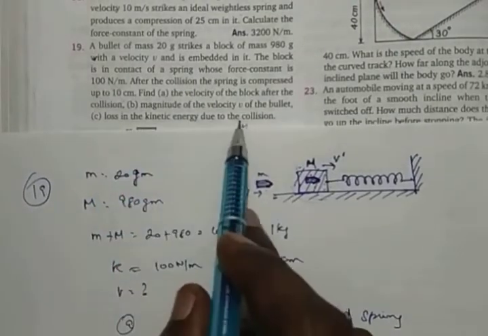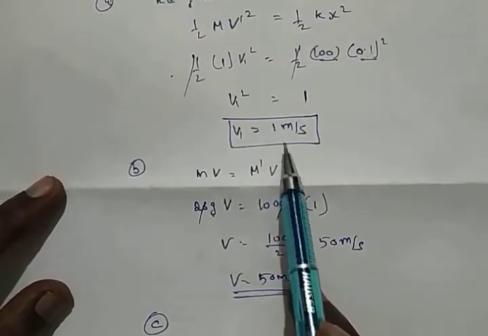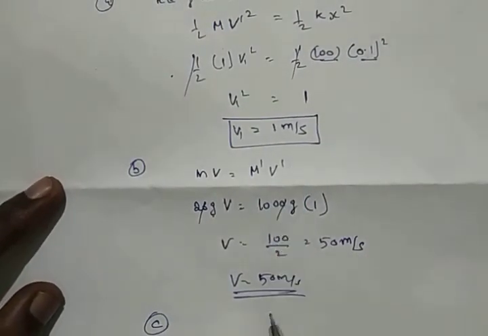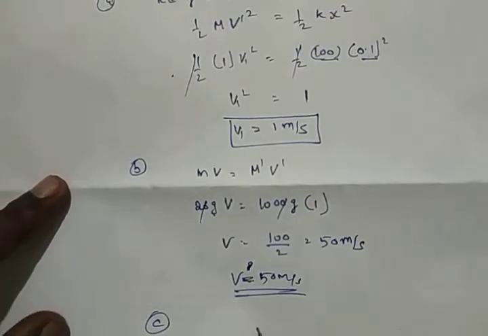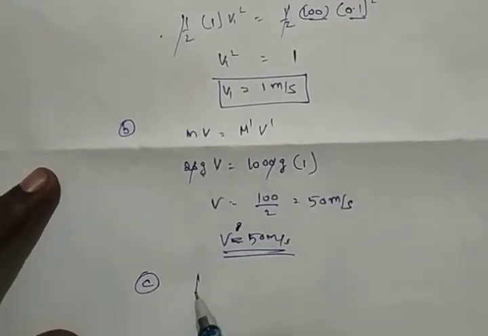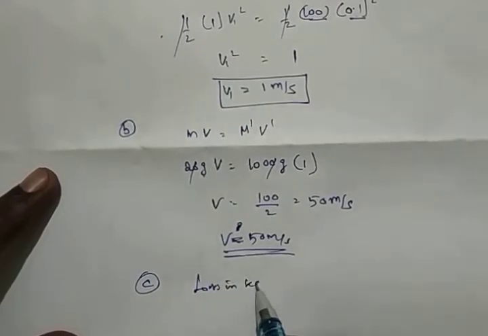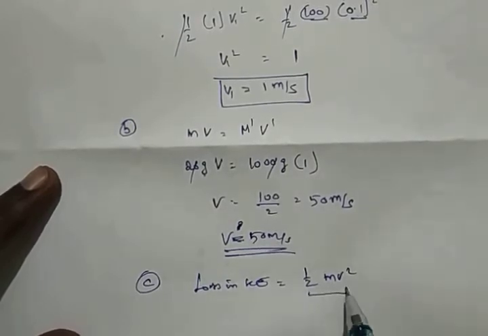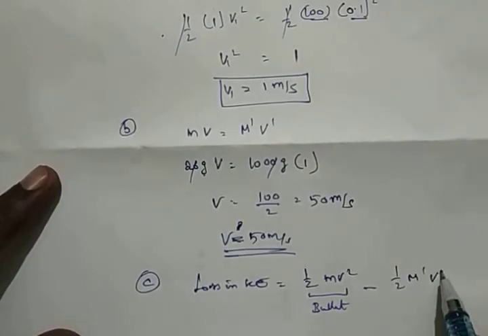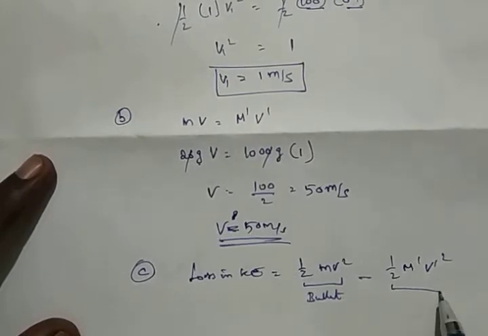C part of the question is loss in kinetic energy due to collision. How much kinetic energy is lost? Quite simple. Velocity is already given here. v1 is already given here, and the capital V, maybe I can say v dash, is already given here. So yeah, this is the v, this is the bullet velocity. So loss in kinetic energy is going to be equal to half m v square, which is of the bullet, minus half M dash v dash square. What is this one? This is of the block.